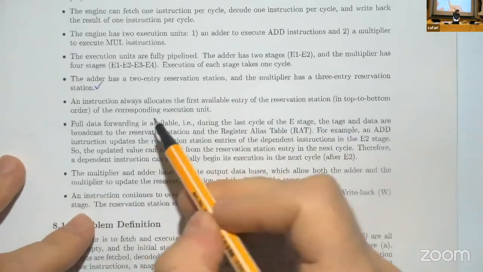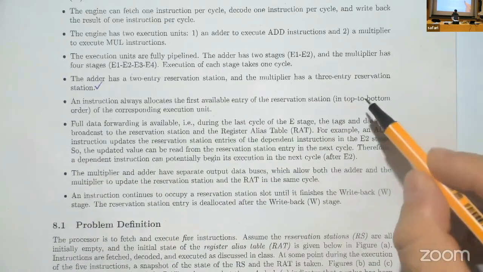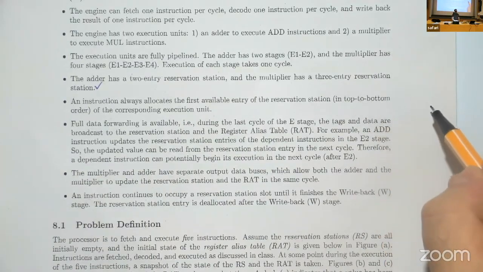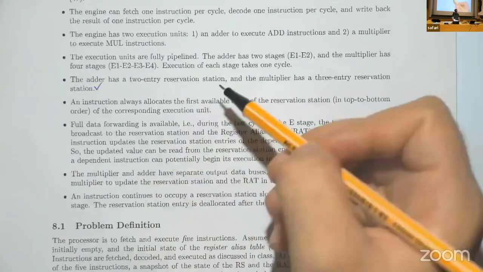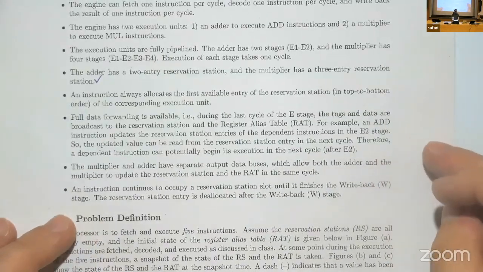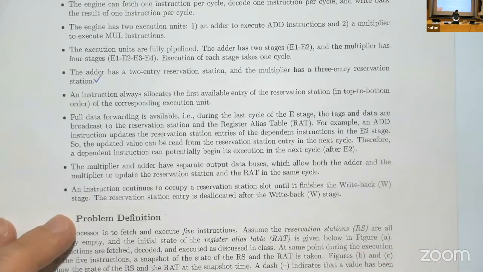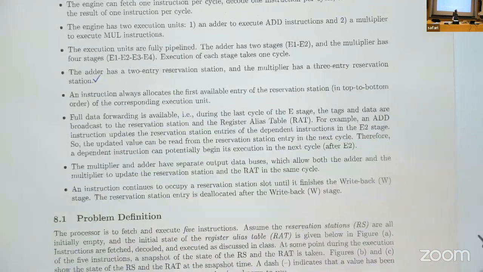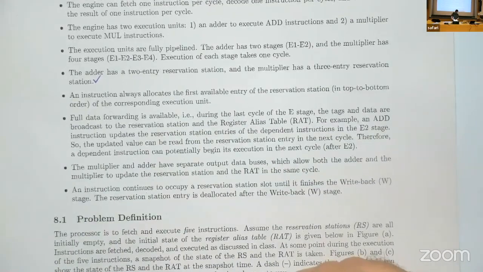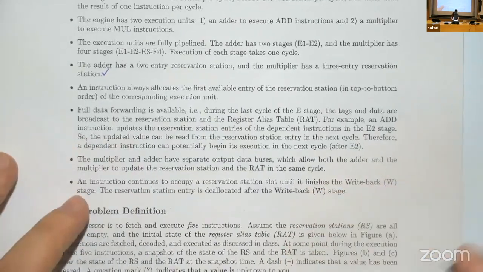An instruction always allocates the first available entry of the reservation stations, in top to bottom order, of the corresponding execution unit. Top to bottom means that, for example, here, as you can see, the first entry, this one is the oldest one, right? Why? Because it's at the bottom.